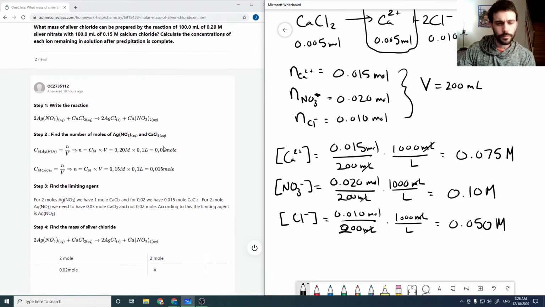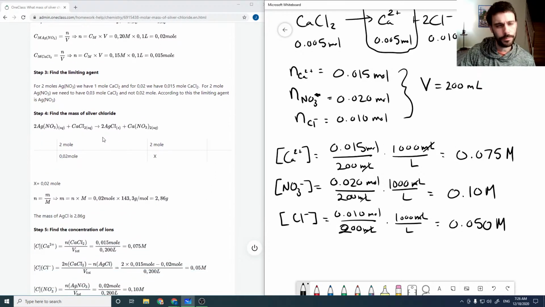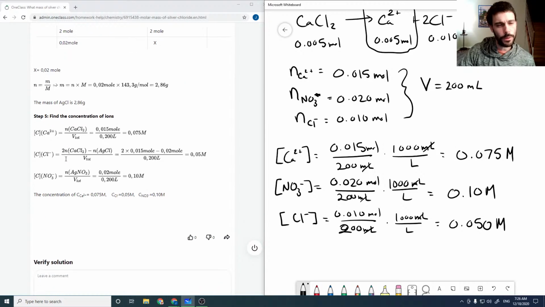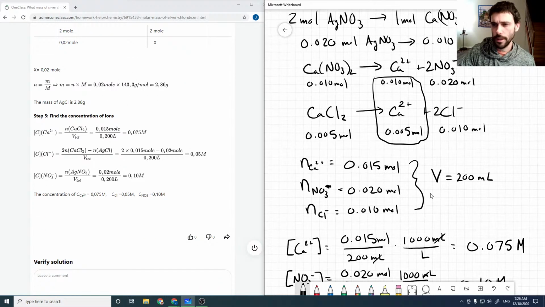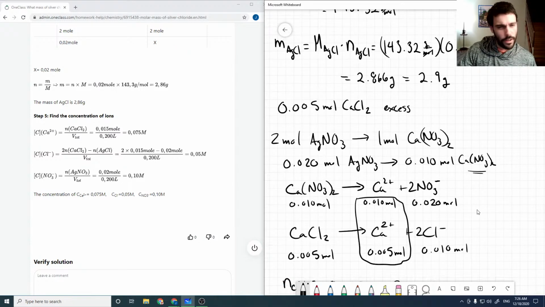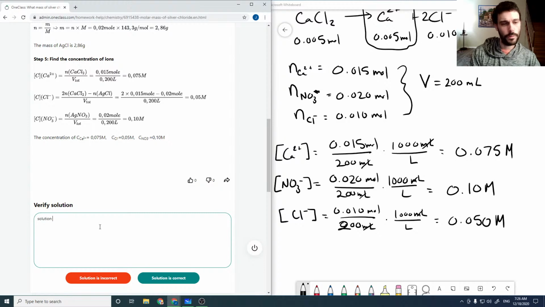Okay, so looking at the solution here, we identify the number of moles, identify our limiting reagent, and then find the mass of silver chloride by identifying the number of moles and finding the molar mass. So it comes out to be 2.86 grams. So it's about what I got. And then rounded to 2 sig figs would be 2.9, but that's okay. And then the concentration of our remaining ions, so 0.075 molar, 0.05 molar, and 0.1 molar. So those all look good to me.